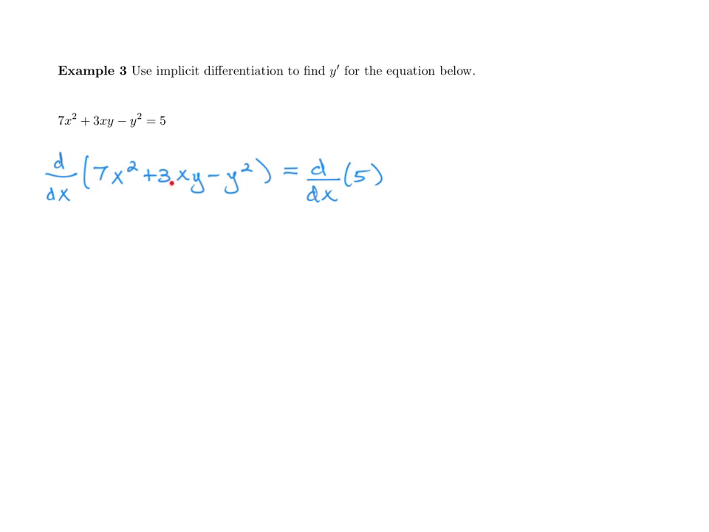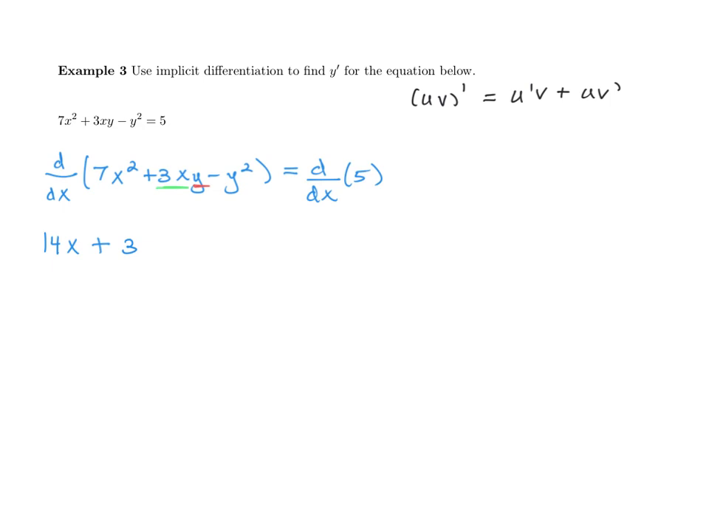I'm going to go through term by term taking derivatives, starting with 7x squared. Well, that one goes to 14x. And we have plus. And now we have 3xy. How do we take the derivative of this? Well, this is a product of two functions, so we have to use the product rule. And maybe as a reminder, if you take the derivative of a product, that's u prime v plus u v prime. So here I start with taking the derivative of 3x.